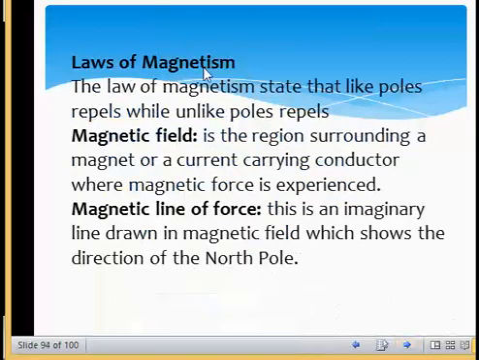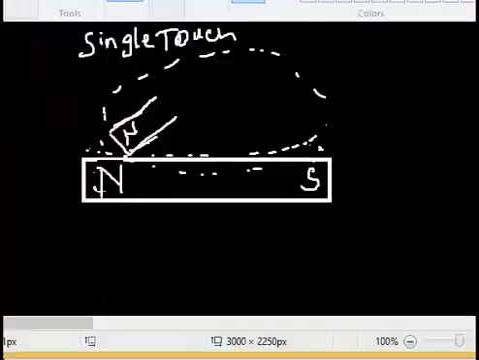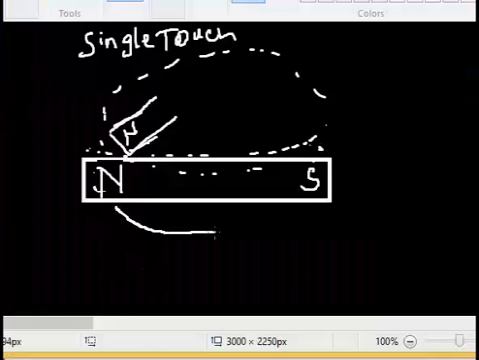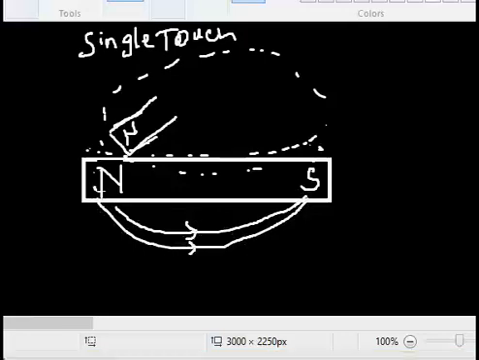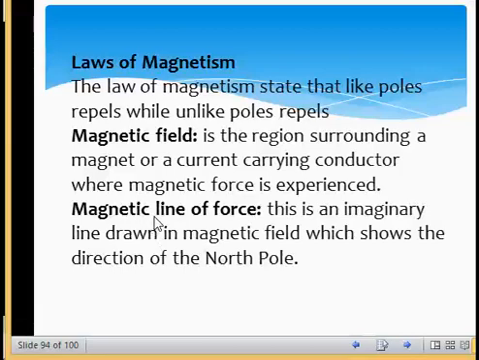So let's proceed to the laws of magnets. The laws of magnets are simple, the same way we simplified the law of electrostatics. The law of magnetism states that like poles repel while unlike poles attract. That means if I have a north and a south pole, there is always going to be an attraction between them because they are unlike poles.